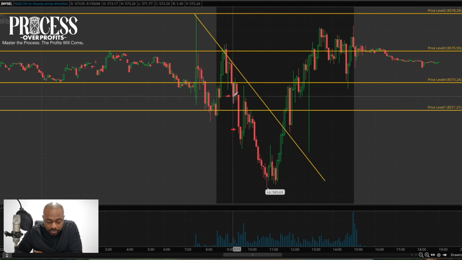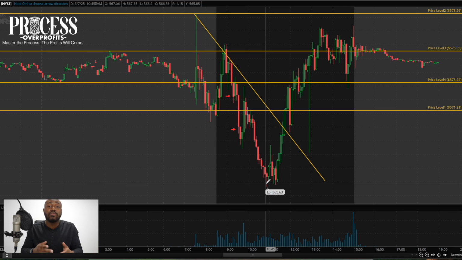I got in here and it pushed down here and I took profit. Now, some of y'all might look at this and say, well, you fumbled the bag because it fell a bit further. You can't think that way when you're trading. You have to play your setup. And if your setup works out in your favor, you take your money and you go home. You know what I mean?